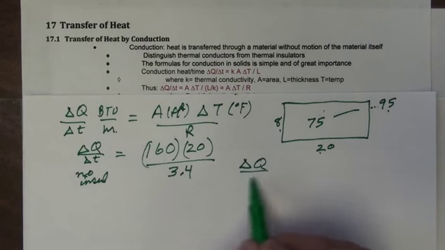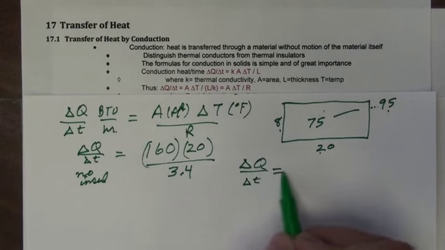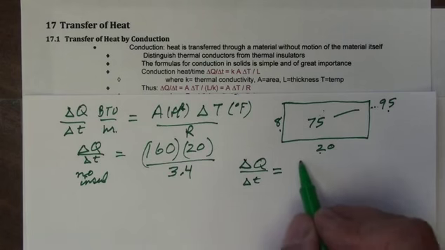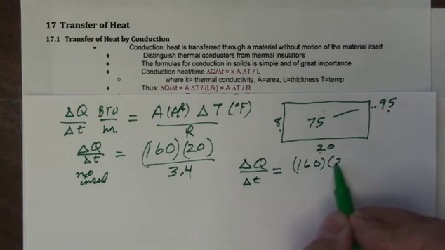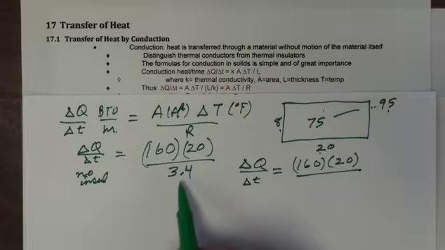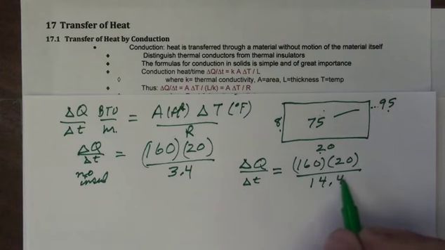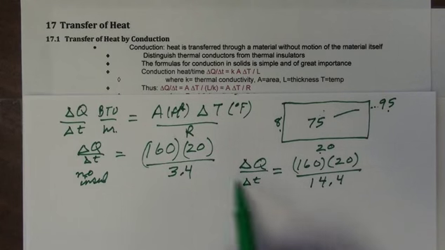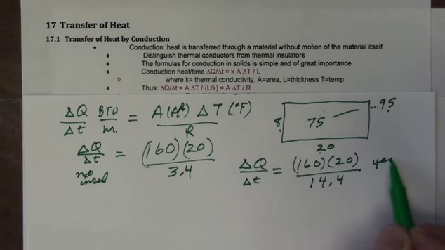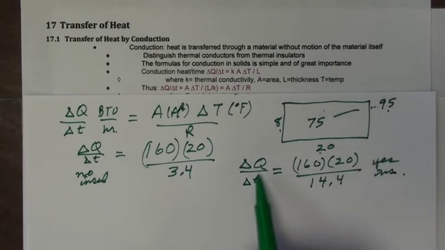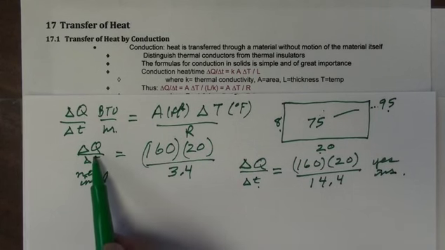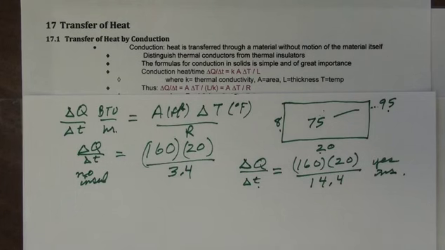That would be delta Q over delta T. And that would have what? The same 160. The same 20 degrees, but now we've added an R11 to this. So the R factors add, so R11 and R3.4 are going to give us an R factor of 14.4. And now what I want you to do is to compare, this is yes insulation, and look at how much heat flows an hour that way compared to this one over here.